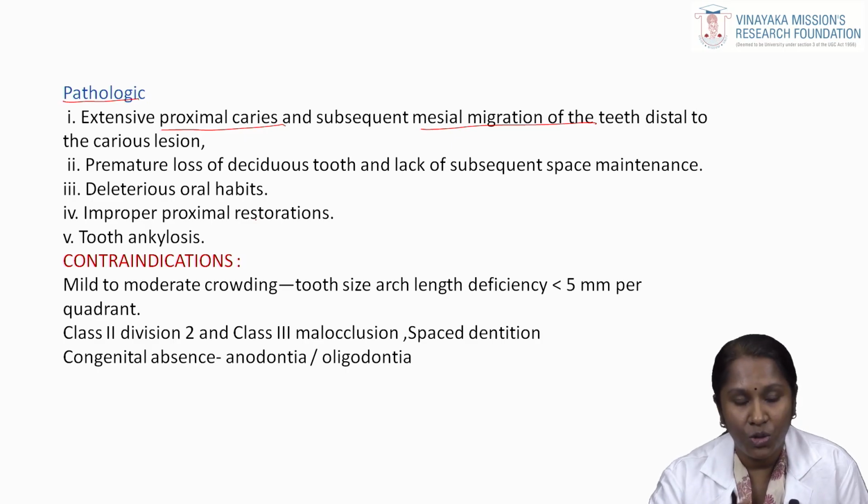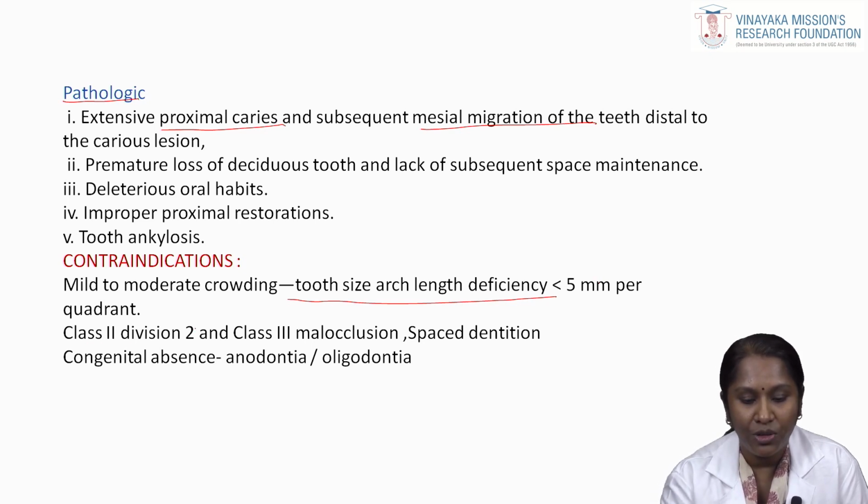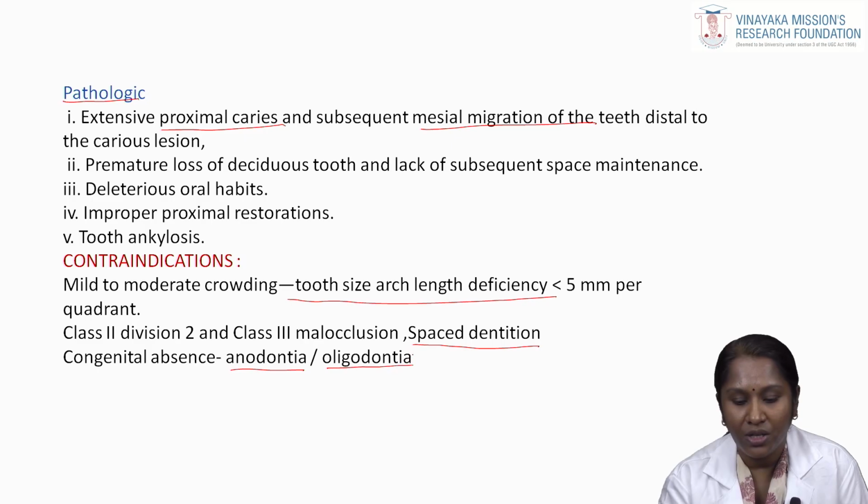In which cases should you not do it? Mild to moderate crowding, a tooth size discrepancy or arch length deficiency of less than 5 mm per quadrant. If less than 5 mm is there, you should avoid serial extraction, as well as in class 2 division 2 and class 3 malocclusion and spaced dentition. Also in congenital absence, anodontia and oligodontia. Anodontia means complete absence of teeth, and oligodontia means 6 or more teeth are absent, not every tooth.